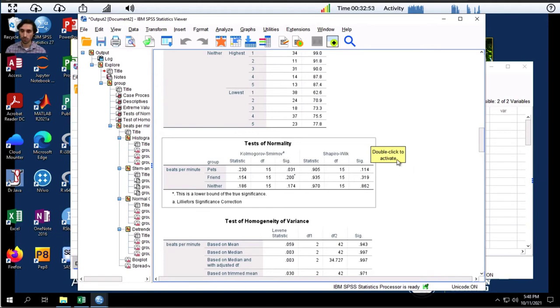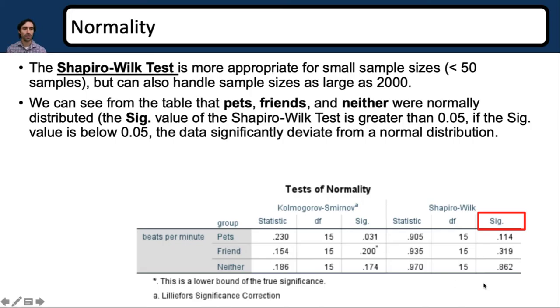Let's see what we need to do with this. We saw the Shapiro-Wilk test, and this is exactly what we just looked at. The Shapiro-Wilk test is more appropriate for a certain sample size. We can see from this table that pets, friends, and neither were normally distributed. What it's looking at right here is the significance. We are looking at all of these, and none of them are below 0.05.